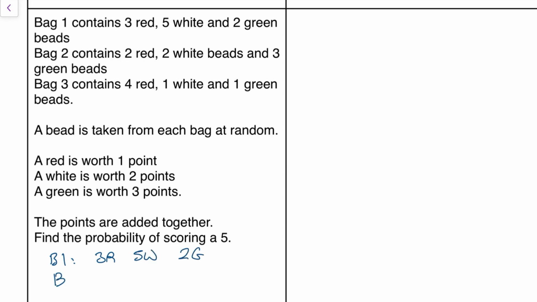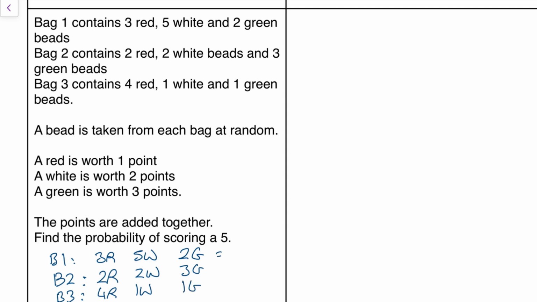Bag 2, there's 3 bags, this is not going to be easy, contains 2 red, 2 white and 3 green. Okay, so first of all, just to state the obvious, there's different numbers of reds and greens in each bag, so this is going to be a bit more difficult than what it might otherwise be. And bag 3 contains 4 red, 1 white and 1 green.